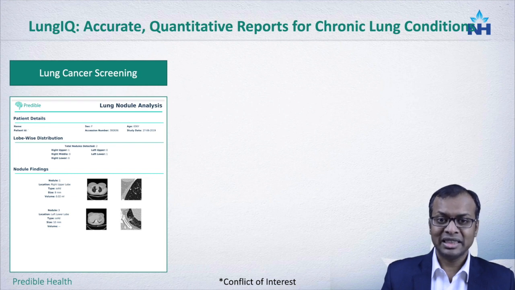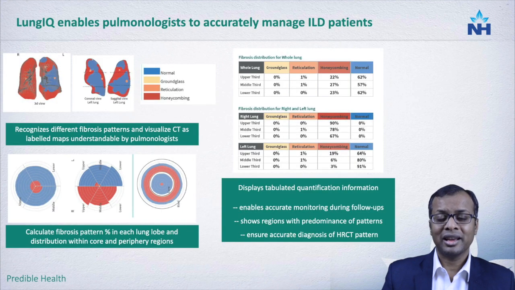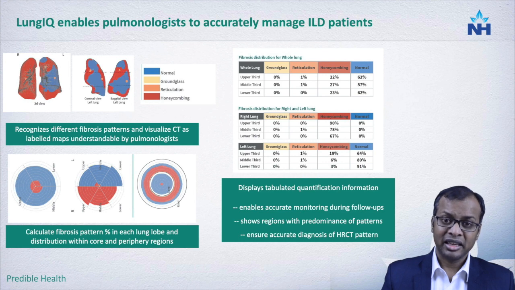Predible is a machine learning based software whereby you load a CD onto the internet and it'll come out with automated results. First, it looks at lung cancer screening, to see if there are any nodules or mass lesions. Then it quantifies emphysema to a very high level of accuracy. Then it is able to classify ILD and give us a quantification in terms of the degree of honeycombing, the amount of involvement of each lung, and also any degree of ground glass, which is suggestive of a reversible disease.